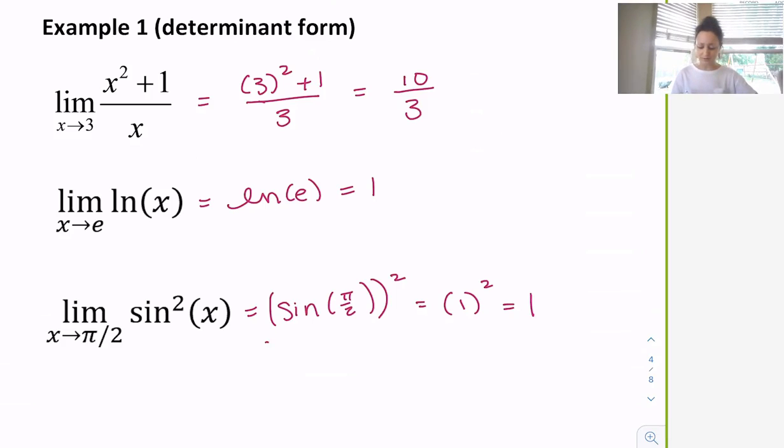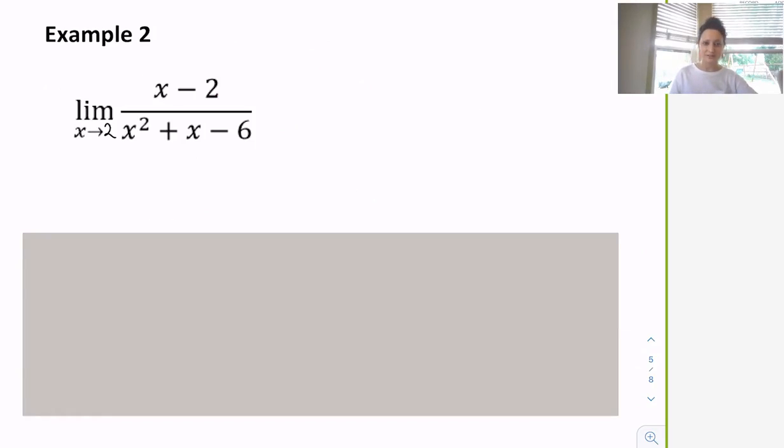I do want to point out here, make sure you remember order of operations. So that square is the last thing you do. First you find sine of pi over 2, and then you square that. So let's try example 2 here. So go ahead and write this in your notes.